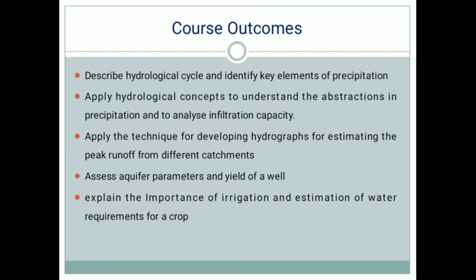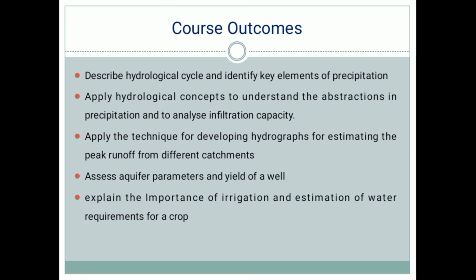So my course outcomes are: first one, describe the hydrological cycle and identify key elements of precipitation. So CO number 1, that is course outcome number 1, defines that the student is able to describe the hydrological cycle and various key elements of precipitation, that is nothing but rainfall. And CO number 2, students apply these hydrological principles to observe the abstractions in rainfall or precipitation. They are majorly evaporation, evapotranspiration, and infiltration phenomena.